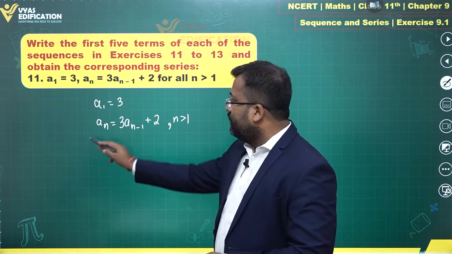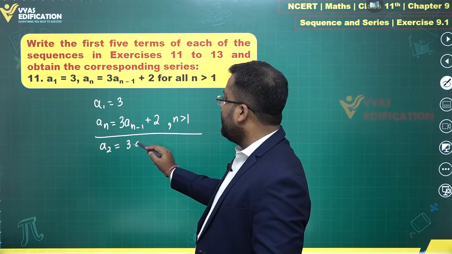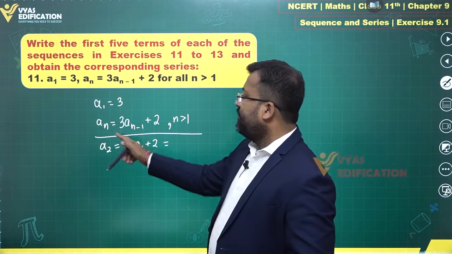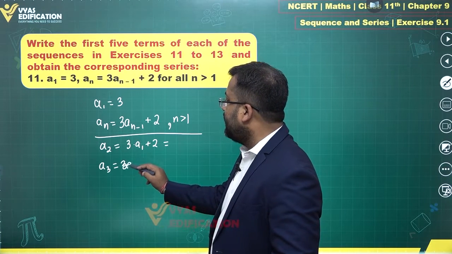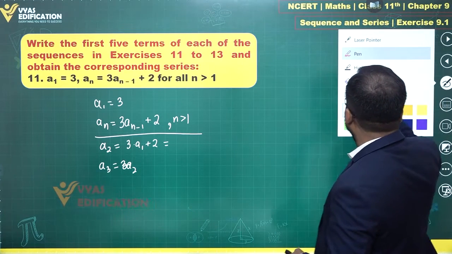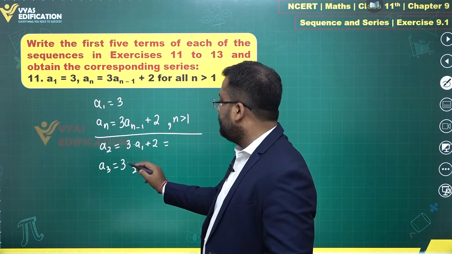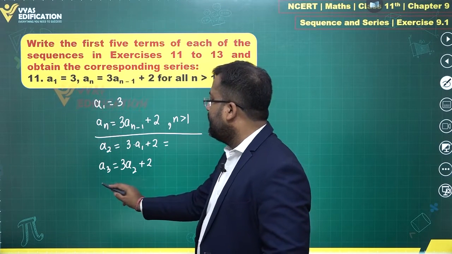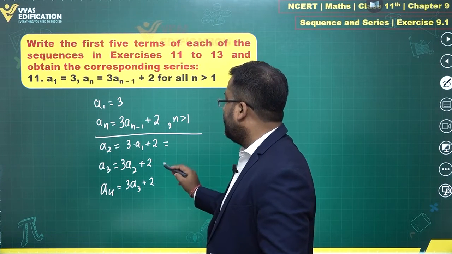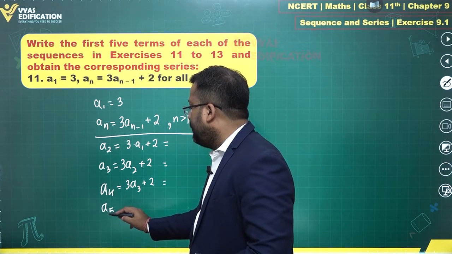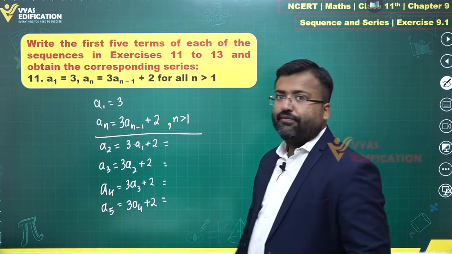So A1 is already known. A2 will be equal to what? A2 will be 3 times A1 plus 2. Applying this formula, A2 will be this. A3 will be 3 times A2 plus 2. A4 will be 3 times A3 plus 2. A5 will be 3 times A4 plus 2. Simply applying this formula over here. Okay.